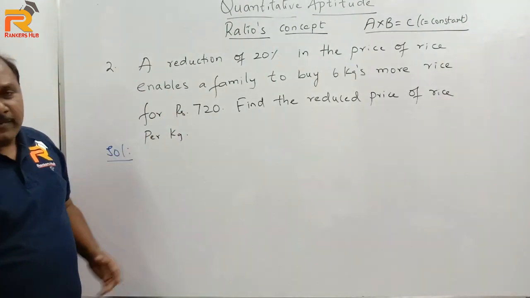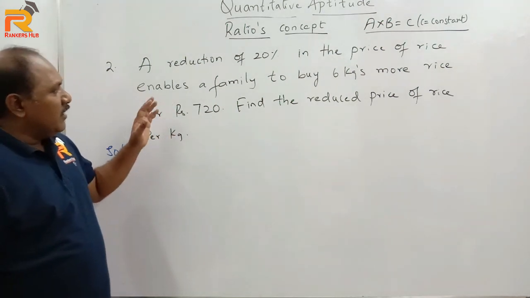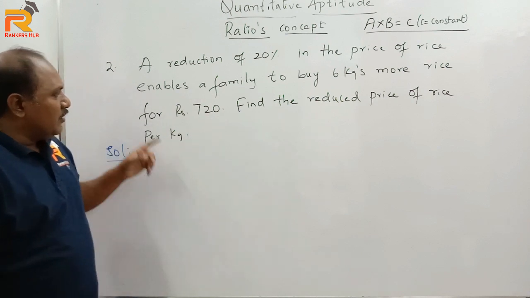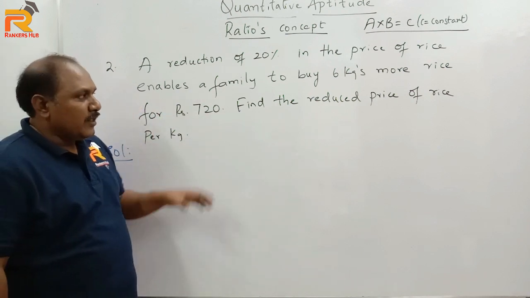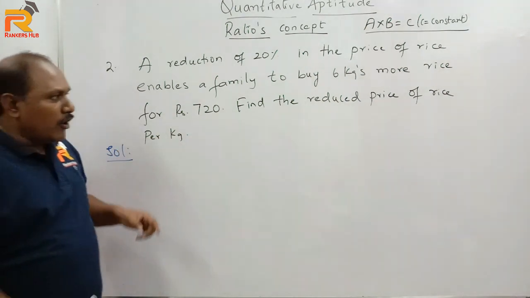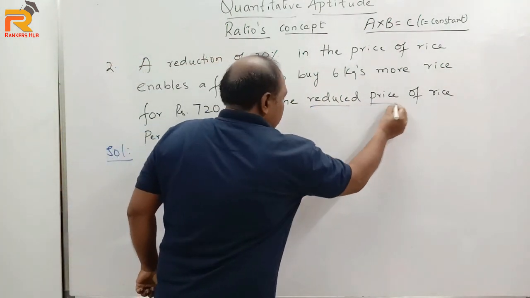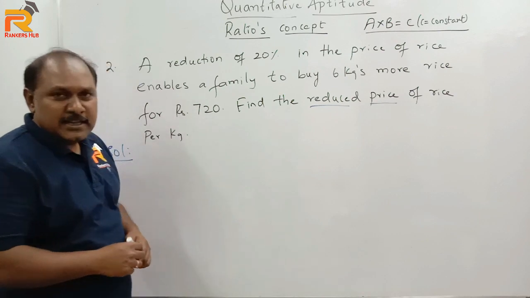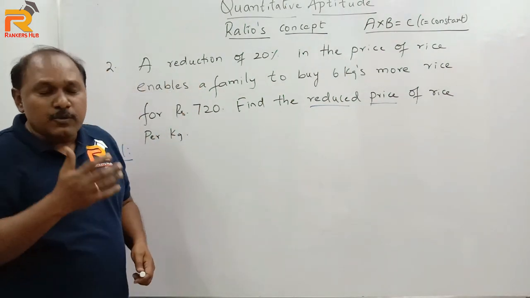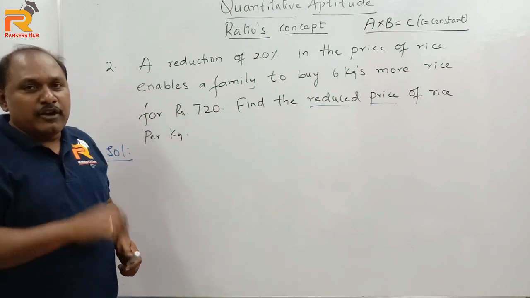A reduction of 20% in the price of rice enables a family to buy 6 kilograms more rice for rupees 720. Find the reduced price of rice per kilogram. Now what do you mean by this reduced price? Reduced price is nothing but the price after reduction. That is after reducing 20%, what is the price of rice per kilogram?